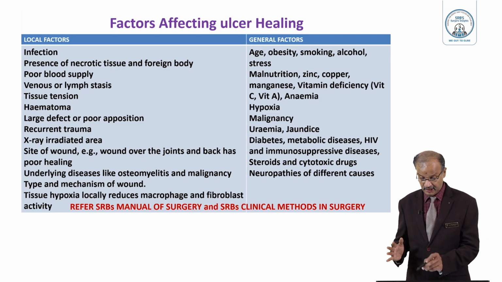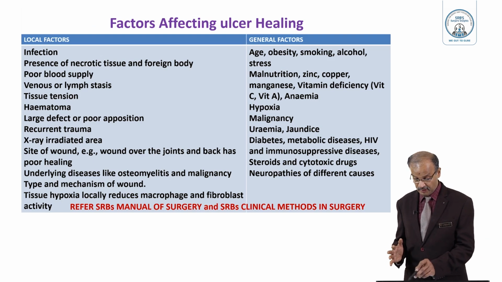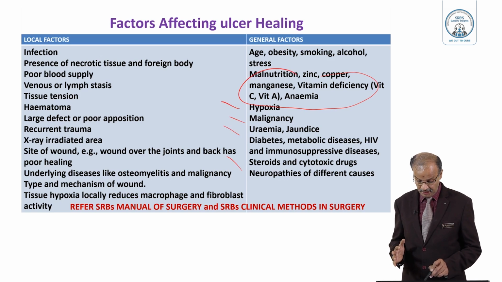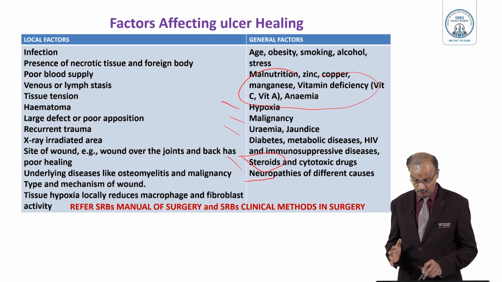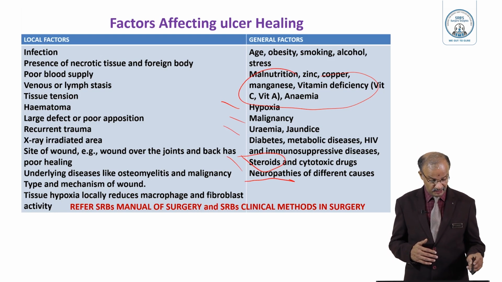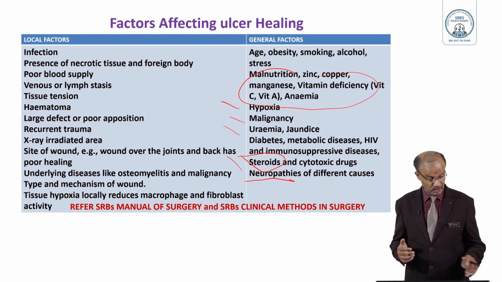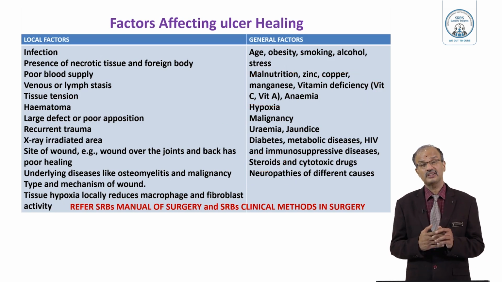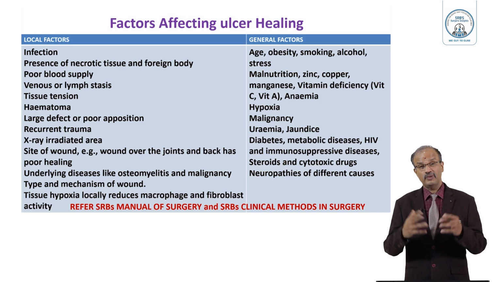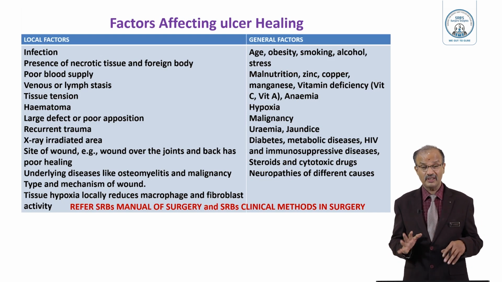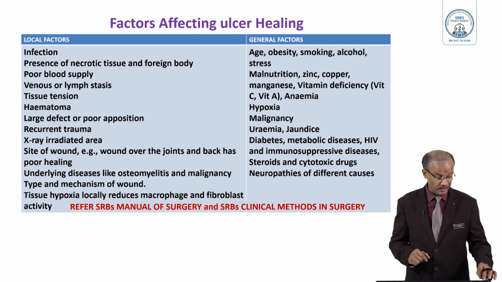See these things: age, obesity, smoking, vitamins very important, deficiency. So correct it. Hypoxia, malignancy, uremia, steroid therapy, neuropathies, mainly neuropathy in the diabetic patient. All these local factors: necrotic material, hereditary area, wound, joint area, remember. So this table helps. It's a commonly asked question, short note. Enumerate local factors, enumerate general factors, systemic factors. Just remember the names so you can have the idea and correlate and write the answer.